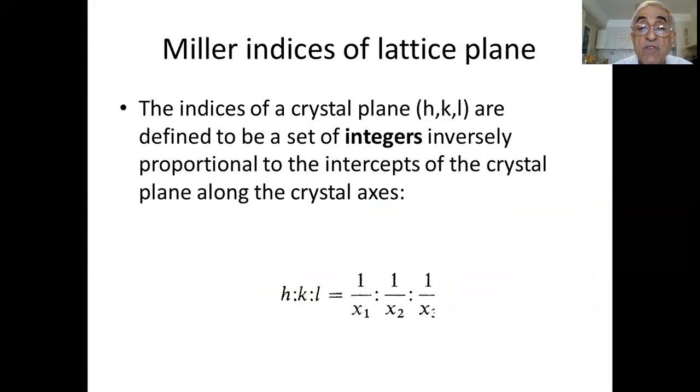Miller indices of lattice planes. The indices of a crystal plane, (hkl), are defined to be a set of integers inversely proportional to the intercepts of the crystal plane along the crystal axes. (hkl): h equals 1 over x1, k equals 1 over x2, and l equals 1 over x3.